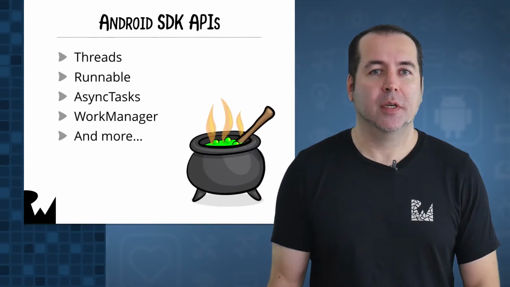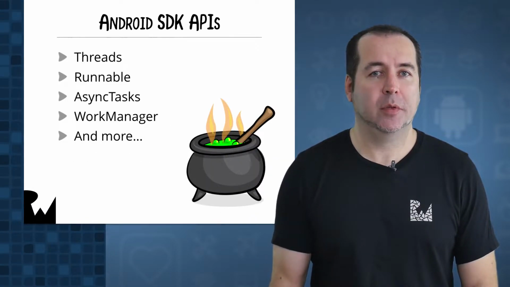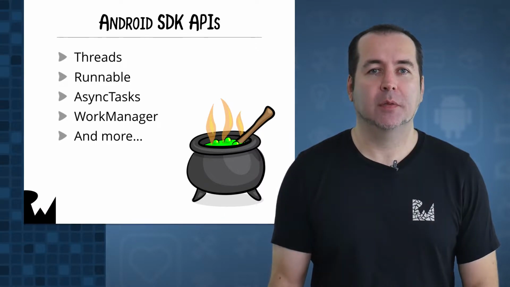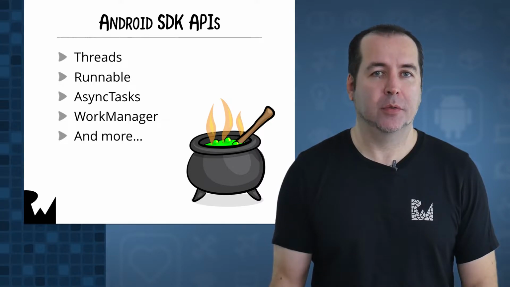of a hat. The Android SDK provides various dissimilar APIs to do this work, including threads, runnables, async tasks, and work manager. It's a bit of a soup of various APIs and patterns really. And this is really where RxKotlin comes in.